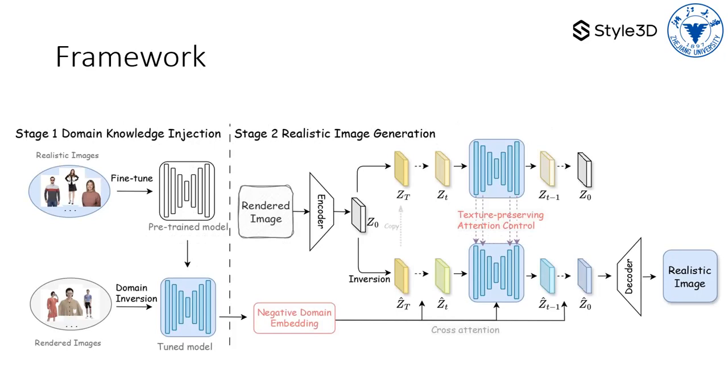Our framework has two stages. In domain knowledge injection, we adopt positive domain fine-tuning on real images and negative domain embedding from rendered images to inject knowledge into a pre-trained diffusion model. In realistic image generation, we apply rendered-to-real image translation with a texture-preserving attention control to preserve fine-grained clothing textures.